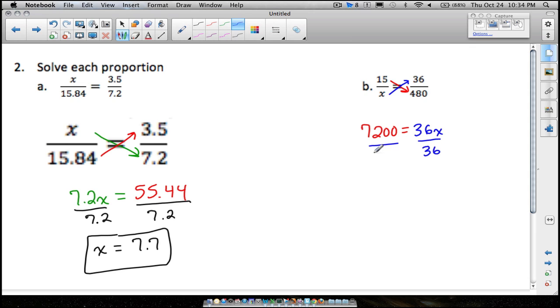And let's divide both sides by 36 to get x by itself. And when you do that, you get 200. So 200 is equal to x.